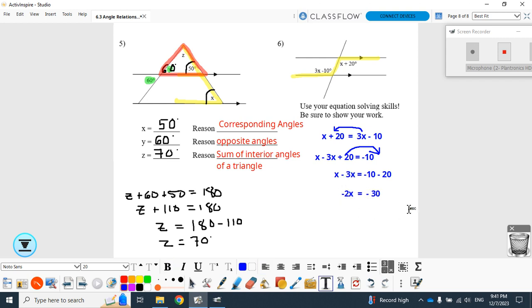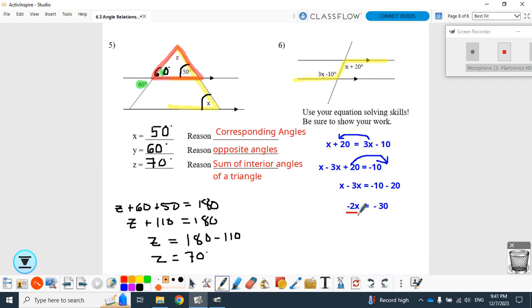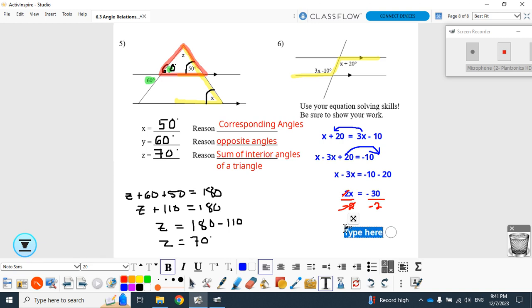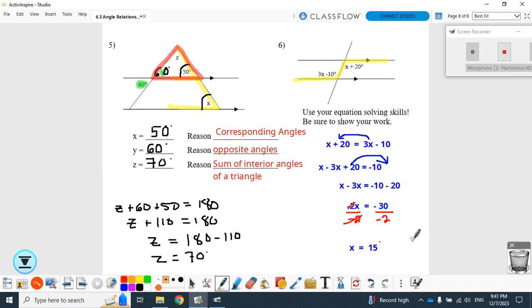I want to double check that in my calculator. Negative 10 minus 20 equals negative 30. Okay. And then from here, we can divide each side by the negative 2, right? And they cancel, of course. And then we're left with x equals positive 15 degrees. Okay.